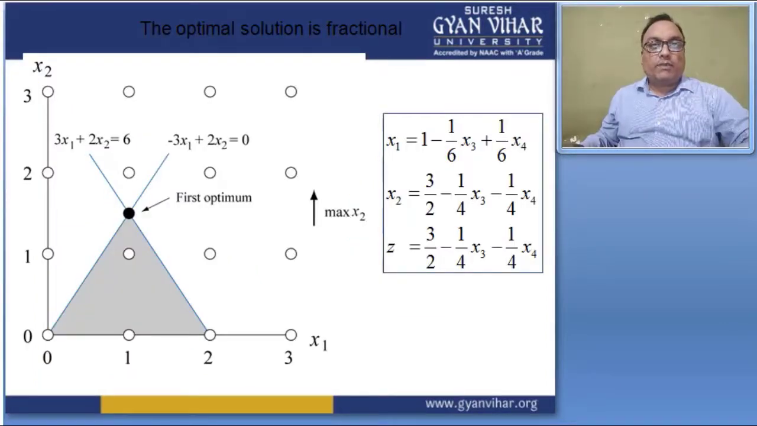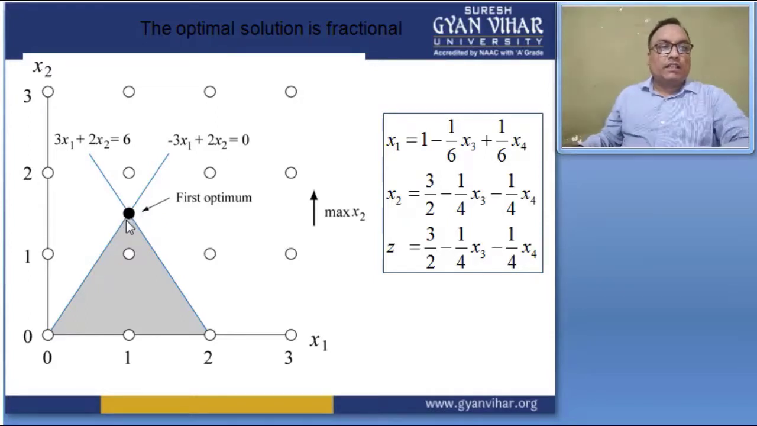For the next step of this question, the optimal solution is fractional. If you have any problem where the optimal solution is fractional, then two types of constraints are used. The first one is 3x1 plus 2x2 equal to 6, and the second constraint is minus 3x1 plus 2x2 equal to 0. So this is the first optimum point, and both constraints cut at this point.